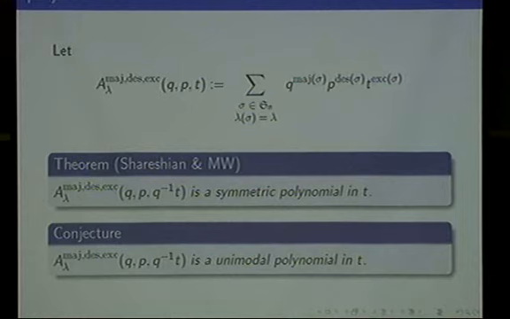But here's a conjecture that we're not able to prove. I think it's going to be a hard thing to prove, that this is unimodal as well as symmetric in t. This is a polynomial in t. The coefficients are polynomials in q and p, and those polynomials form a unimodal sequence. So I think this is hard. We checked it on the computer up to n equals 8, and I believe it's true.